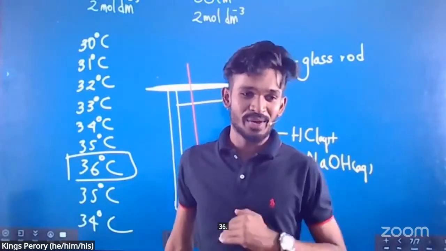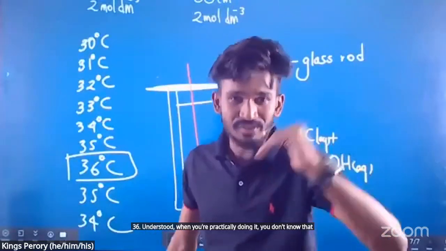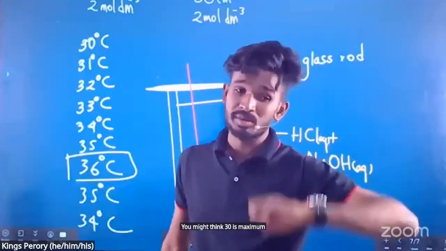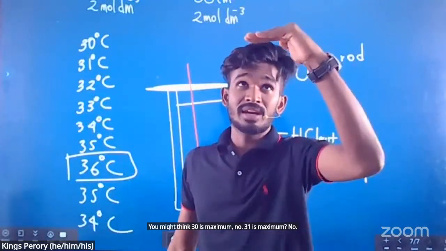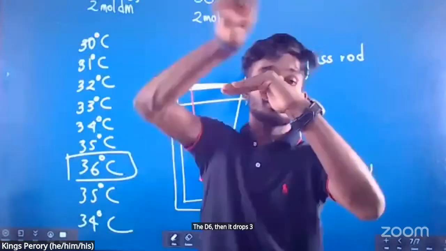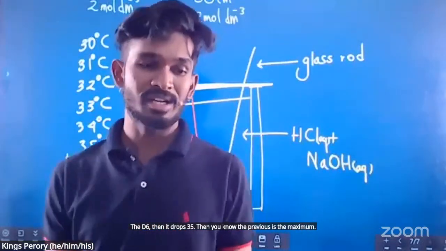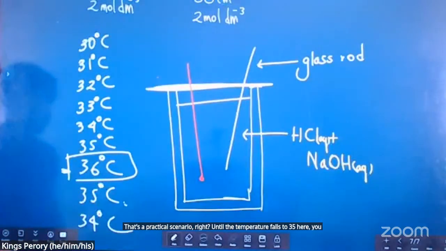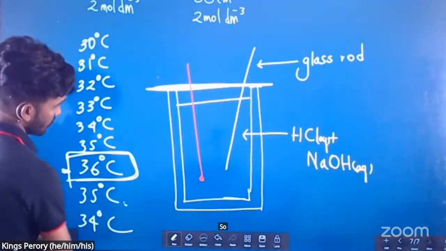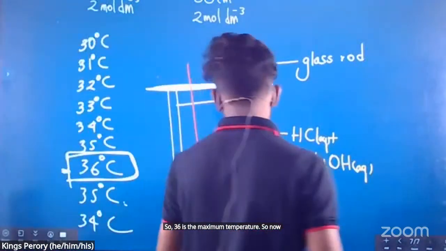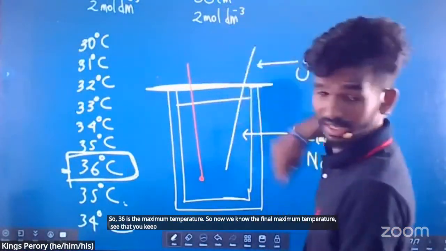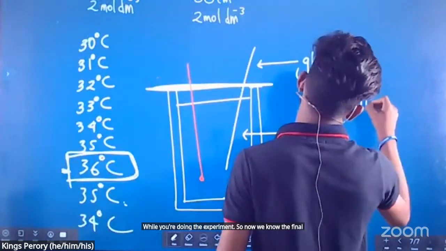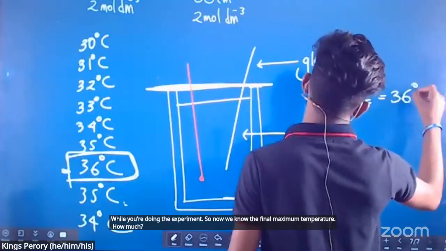Understood? When you are practically doing it, you don't know that it is the final maximum until it drops. You might think 30 is the maximum. No. 31 is the maximum. No. 36. Then it drops to 35. Then you know the previous is the maximum. That's a practical scenario, right? Until the temperature falls to 35 here, you don't know this is the maximum. So 36 is the maximum temperature. Make sure you keep on stirring while you are doing the experiment. So now you know the final maximum temperature. How much? 36 degrees Celsius.